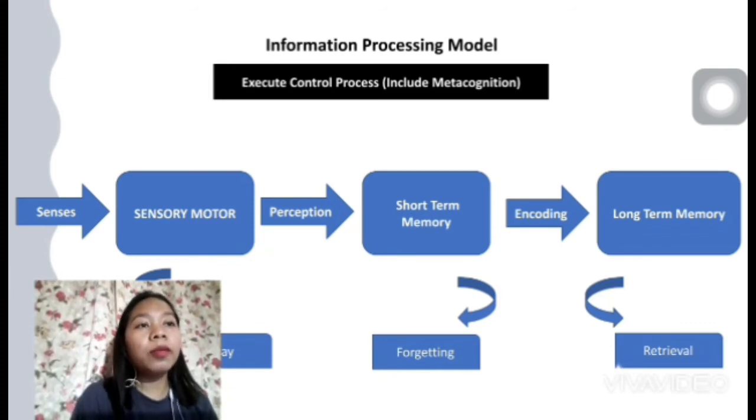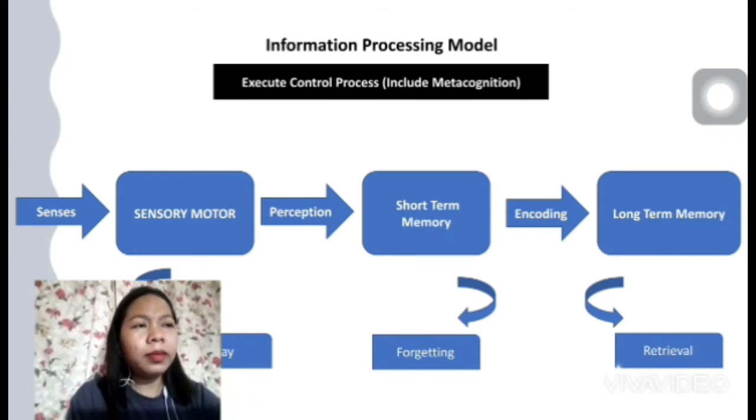In our long-term memory, the process of taking the information from our short-term memory and storing it in our long-term memory is called encoding. And the process of taking an old memory from our long-term memory and bringing it to our consciousness or our short-term memory is called retrieval. So, there are various terminologies mentioned here, like in forgetting.